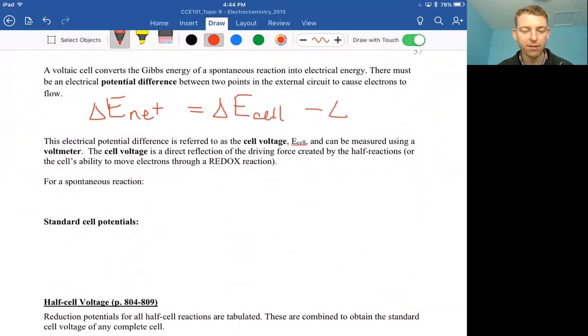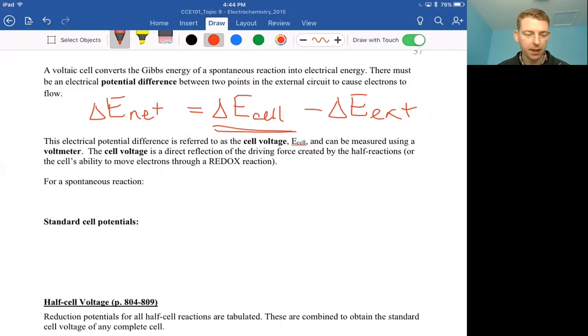is going to be the cell potential minus any kind of external load. So if there was something on the circuit that was going to cause electrons to flow the other way or slow them down, we'd have to subtract that from the total potential difference. But in this case, we're really just looking at this cell potential, okay?